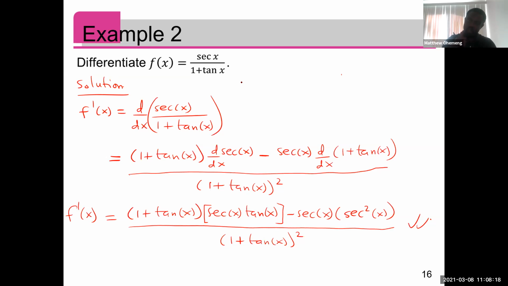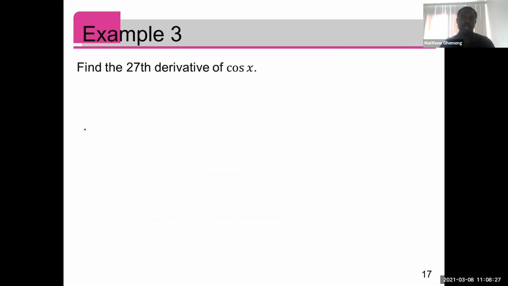With this section, chapter 3, usually when you know the rules, they are quite straightforward. If you're able to memorize them, then they are quite straightforward. Yeah, the rules are very, very important. Okay, so now let's look at this question. It says, find the 27th derivative of cosine of x.